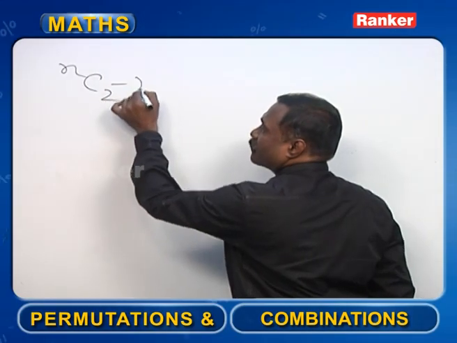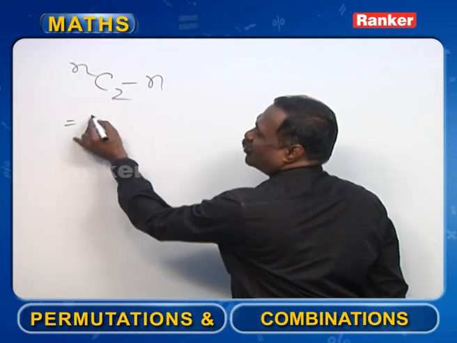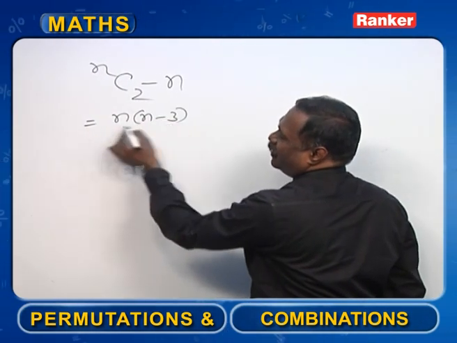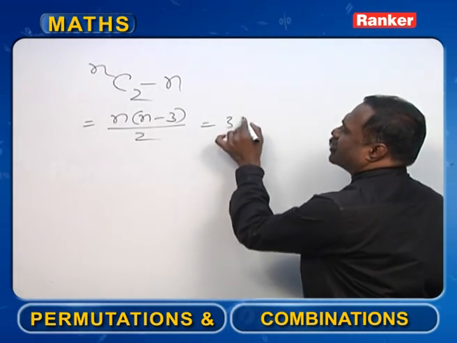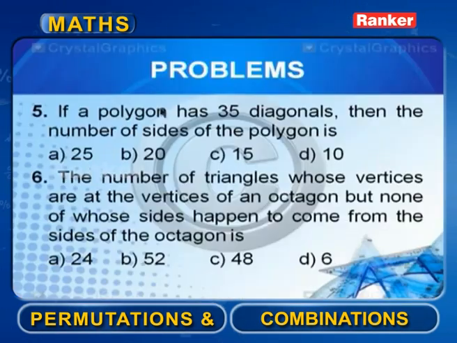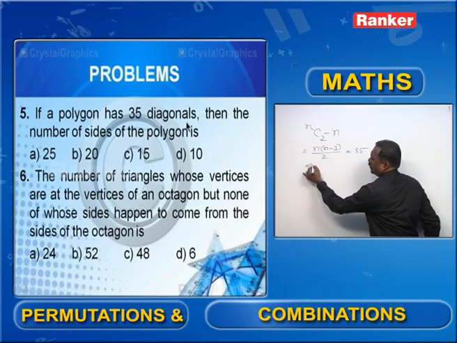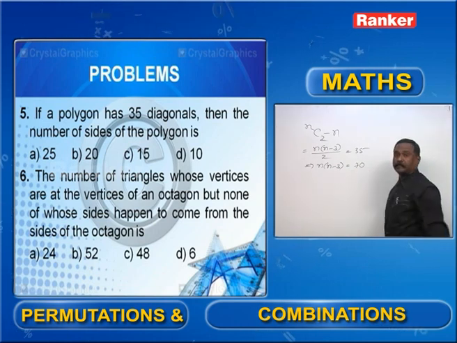That is why it is to be subtracted. NC2 minus n, just now I explained to you. That is what is simplified, and it was given to be n into n minus 3 upon 2, which is here given to be 35. Understand that, please. If a polygon has 35 diagonals, then the number of sides of the polygon means n into n minus 3 upon 2, which is nothing but n into n minus 3 is equal to 70.